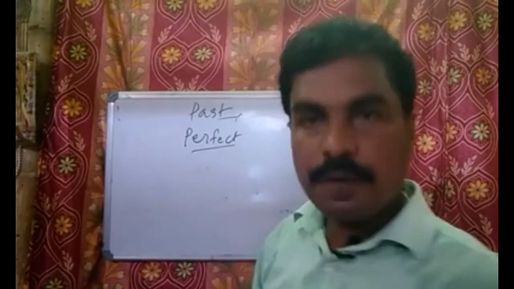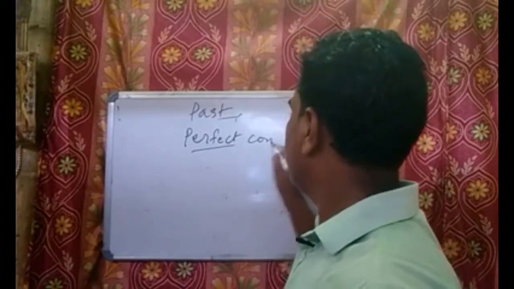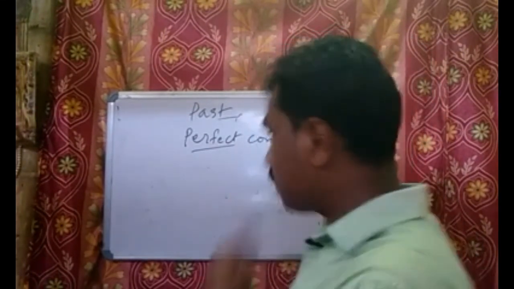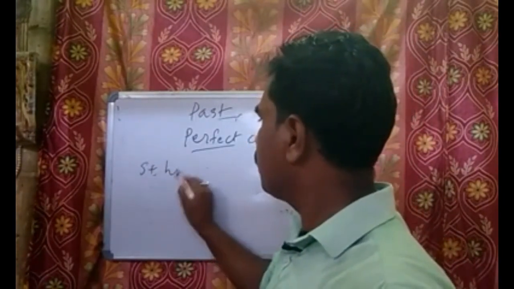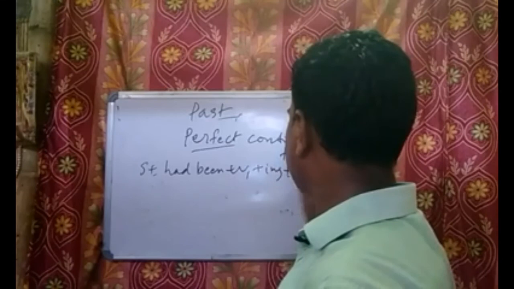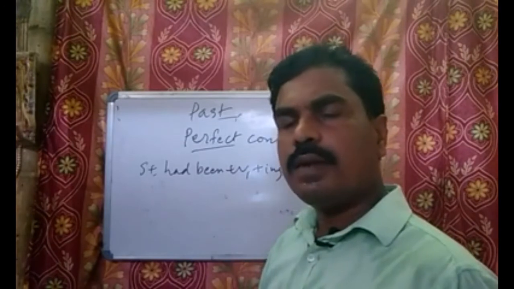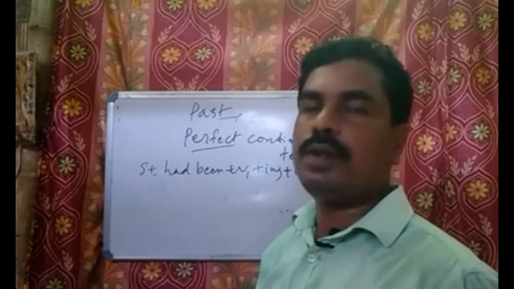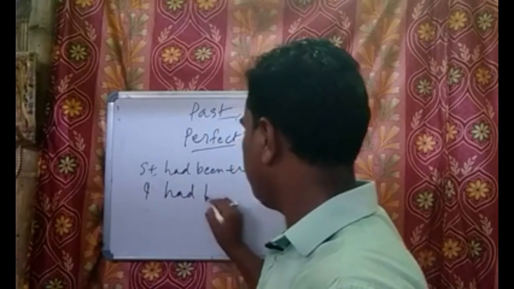Now the next is perfect continuous, similar to present perfect continuous. Talking about past perfect continuous tense. Okay, past perfect continuous tense. The structure is subject plus had been plus verb 1 plus ing plus object, including since or for. That means the work started in the past at a particular point of time or period of time, and that work was just going on in the past. It didn't complete. Okay, let me give you an example.